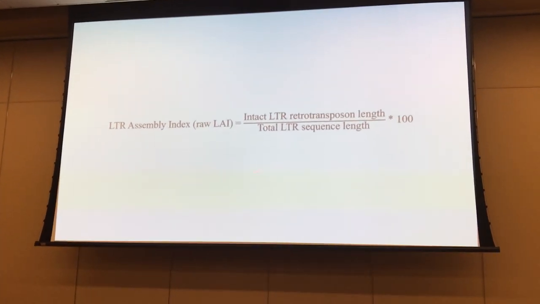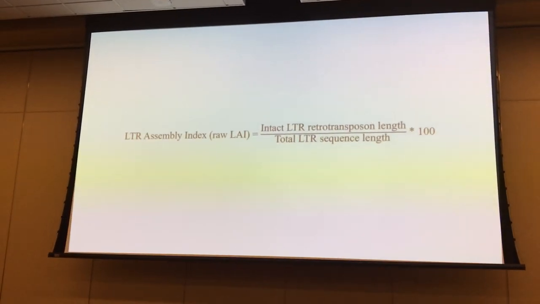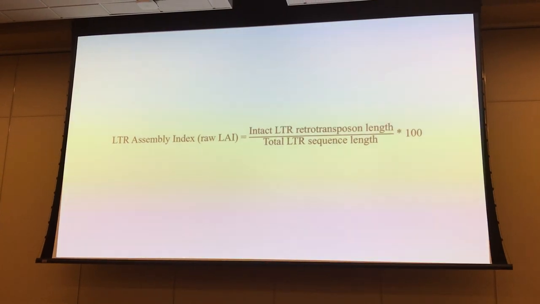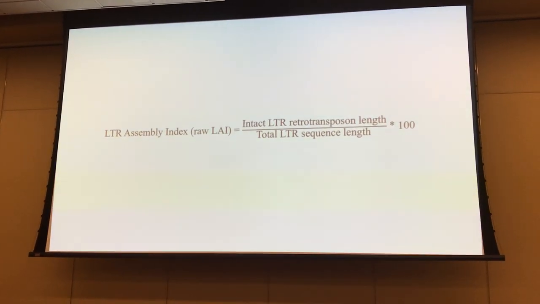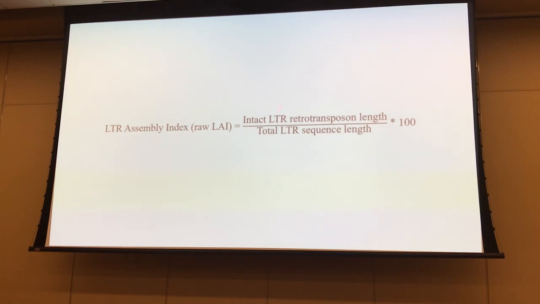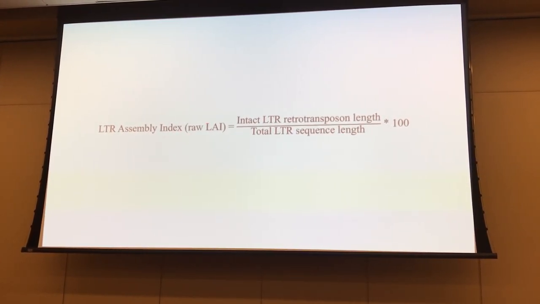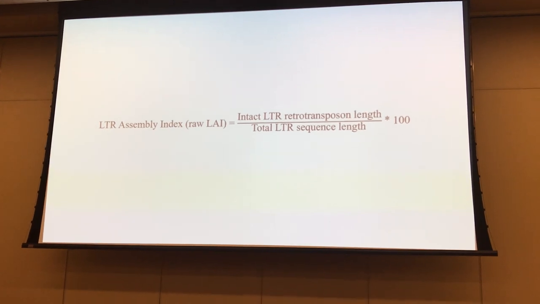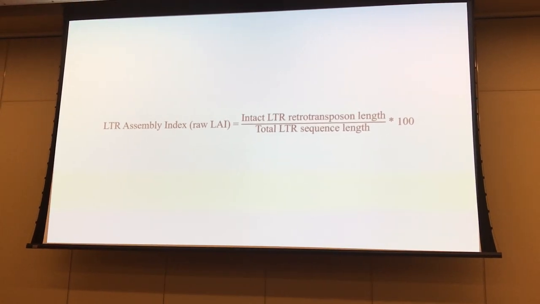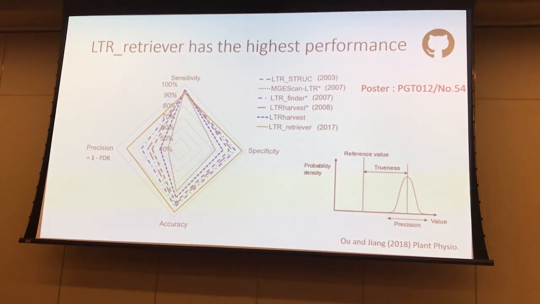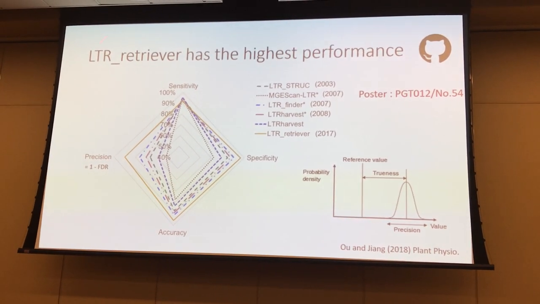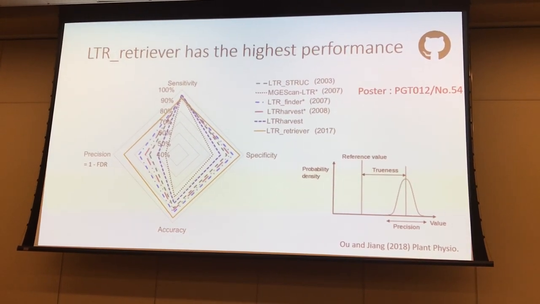So basically, it's to detect how many intact LTRs are found in the genome, conditioned on how many total LTRs exist in the genome. So you can see the intact LTR elements are very determinant to this LAI. So the identification of intact LTRs is very important. And to identify intact LTRs, I developed this pipeline called LTR_retriever.